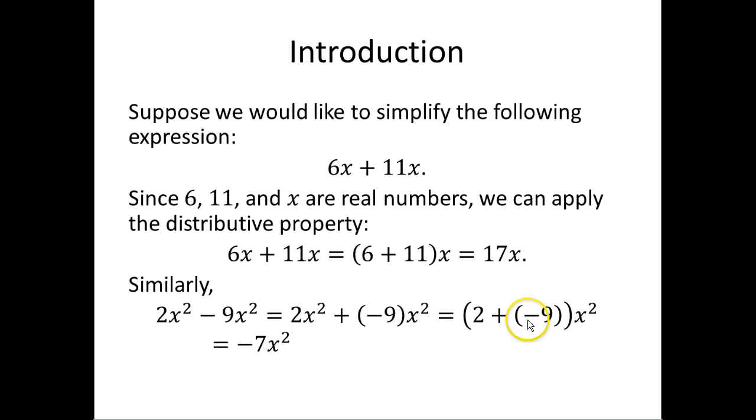And then notice that I have 2 plus negative 9, which is negative 7, so I have that 2x squared minus 9x squared is negative 7x squared. Once again, justified by the distributive property for real numbers. But I can just as easily say that I have 2x squared, and I'm taking away 9x squared to be left over with negative 7x squared.